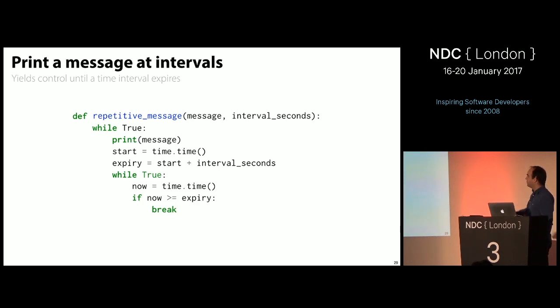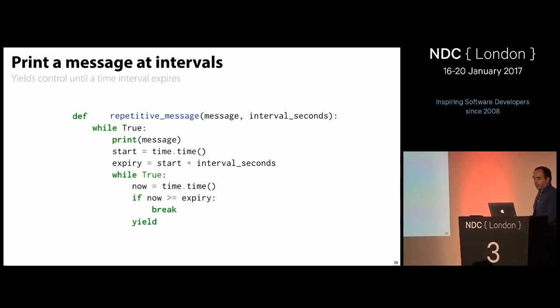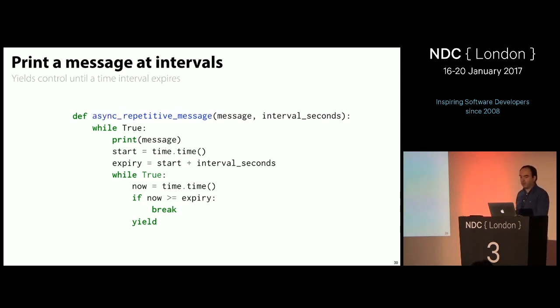We just wait until the duration expires, then we break out of the inner while loop and go around again and print the message again. Very straightforward. To make this cooperative, we just need to add the yield in the inner loop. And being good citizens, we'll rename it as async repetitive message.